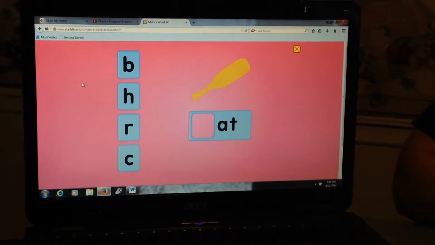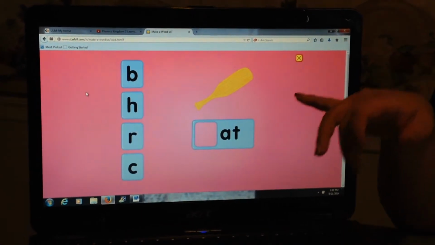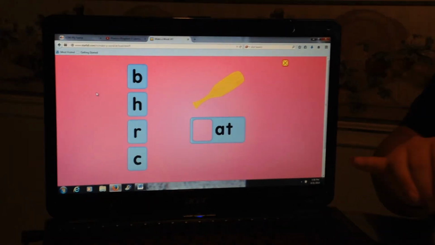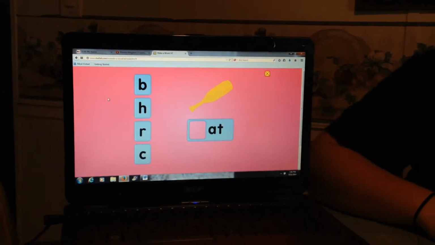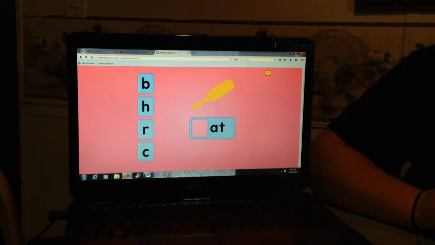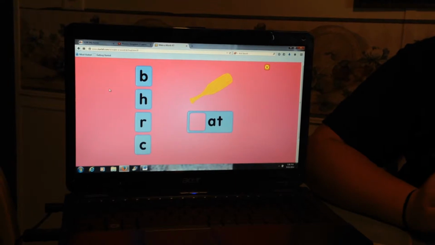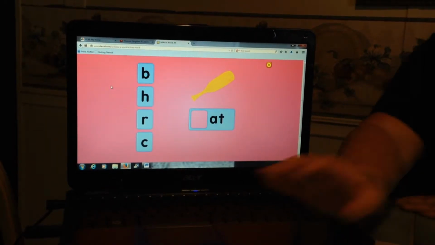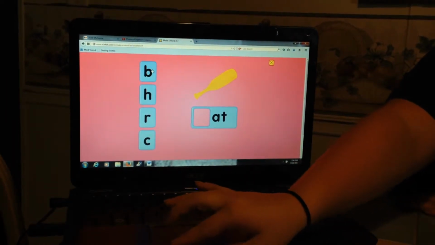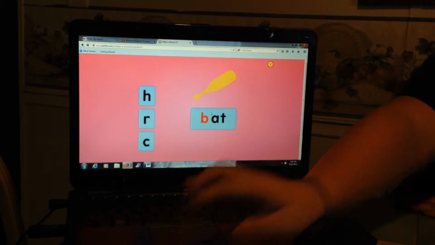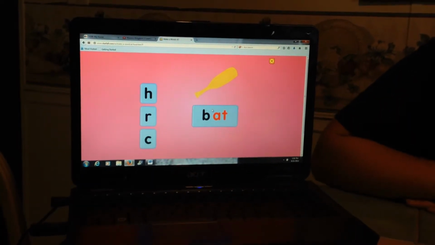Okay, so it says that the first picture was bat, and I would demonstrate to the students that we need to find the letter that has the beginning sound in bat, and hopefully they would know that that is B, and I would show them that you can drag it to complete the word.